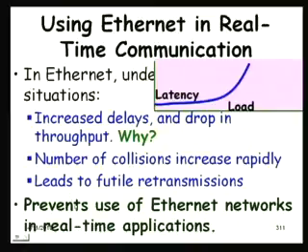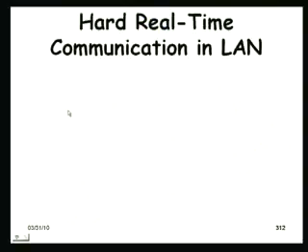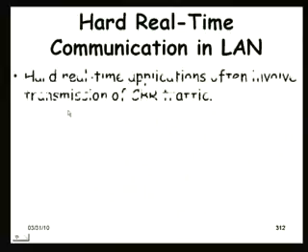And this is one of the main reasons why Ethernet networks cannot be used in real time applications. Consider the situation where there is an alarm avalanche or something, and then the load drastically increases, the throughput reduces, and the delays increase. Okay. So, this is common knowledge that we need to have before we discuss further. Now, let us see how hard real time communication can occur in a LAN.